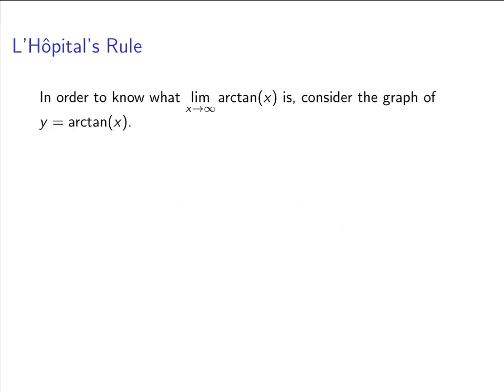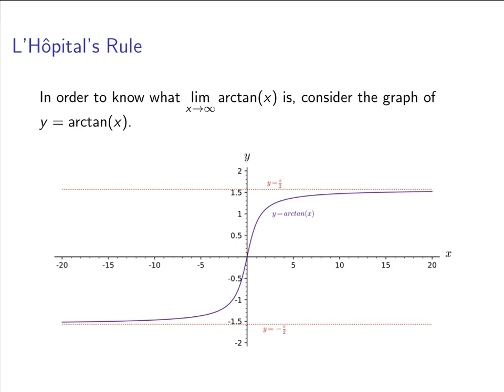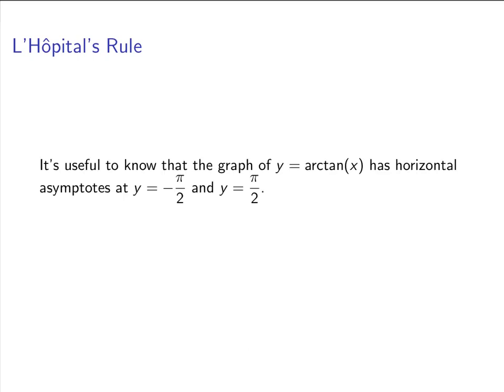Now let's go back and make sure that we know why the limit as x approaches infinity of arctangent of x is pi over 2. Let's take a look at the graph of y equals arctangent of x. All right, this is what the graph looks like. The graph of arctangent of x has a horizontal asymptote at y equals pi over 2 and another one at y equals negative pi over 2. And I think it'll be useful to have this graph in mind going forward, knowing that the arctangent function has horizontal asymptotes.